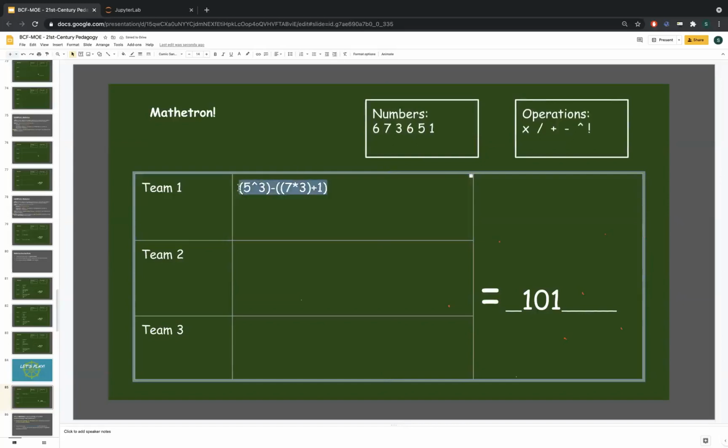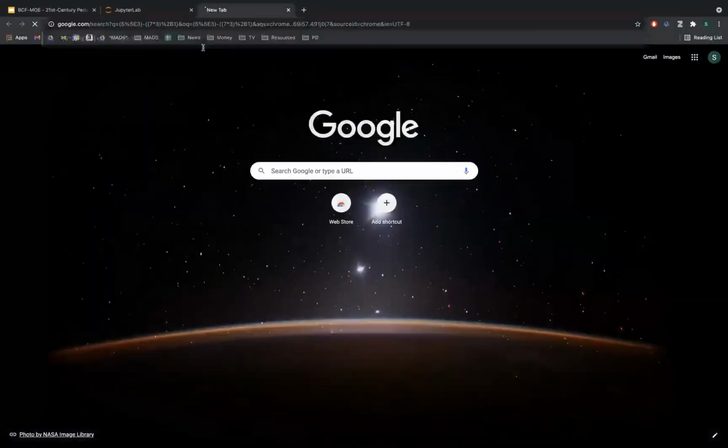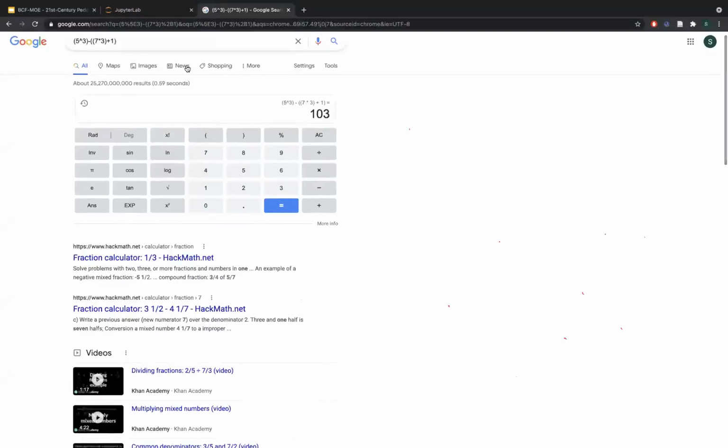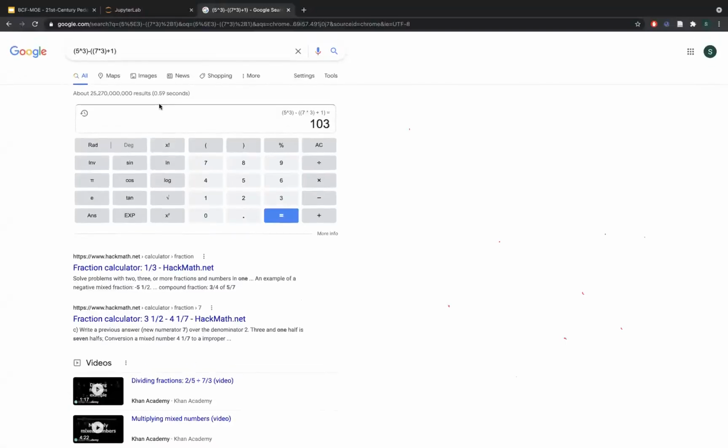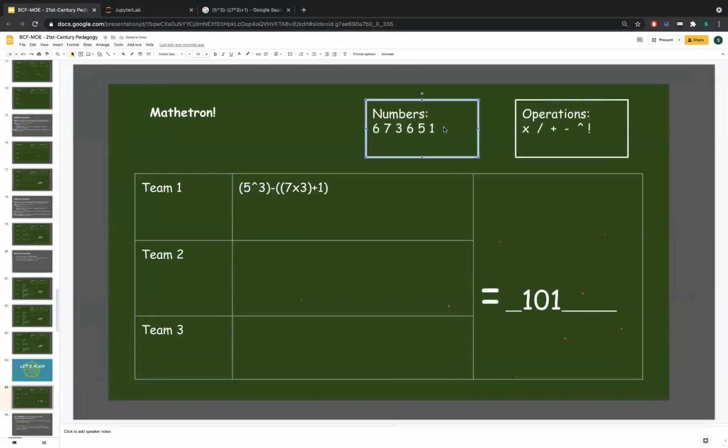So I can copy paste this into Google usually, and it will show me the answer. Oh, so close, so close. 103 it looks like. Did I copy it correctly? Raised to 3. Okay, that's okay. This one is really hard. Mr. Tenzing likes to make things difficult.